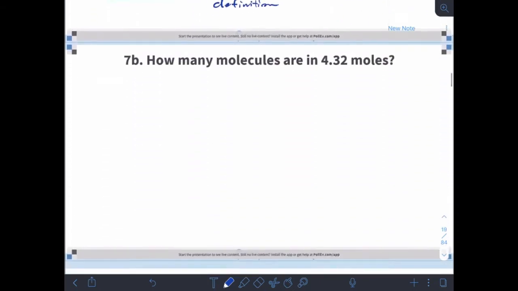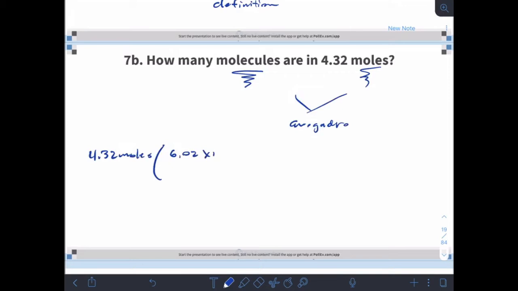All right, so 7b. How many molecules are in 4.32 moles? Again, we're dealing with a counting thing, so how many molecules and moles, right? Those things go together, and we know we need to use Avogadro. Right? So we start with 4.32 moles, and we're going to use the conversion that has moles on the bottom because I want to cancel out the moles. So Avogadro goes on the top.